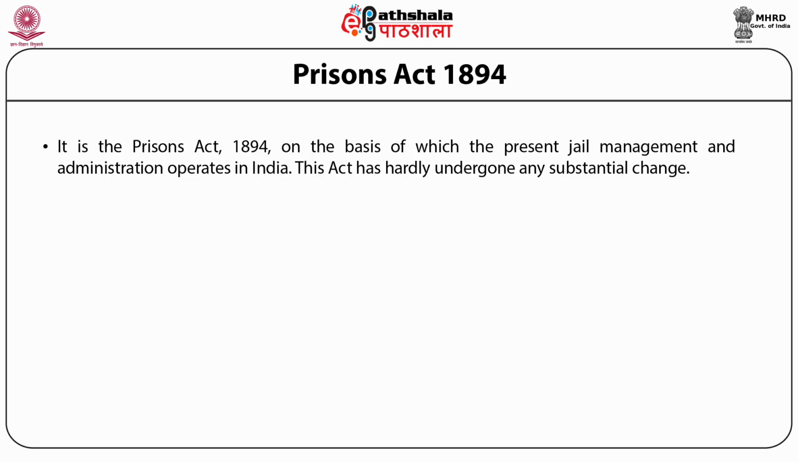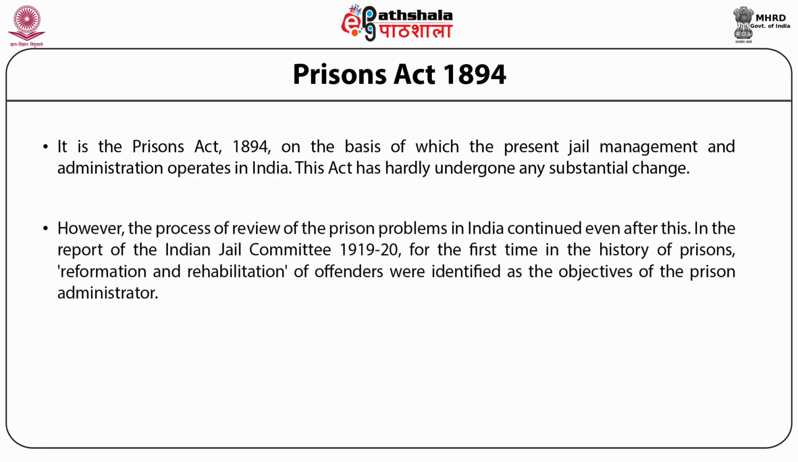However, the process of review of the prison problems in India continued even after this. In the report of the Indian Jail Committee 1919 to 1920, for the first time in the history of prisons, reformation and rehabilitation of offenders were identified as the objectives of the prison administration. So this was quite revolutionary. All of these developments are taking place under the British Raj. You have to understand that the prison system was essentially run by the British, not to reform or rehabilitate offenders, but essentially to keep troublemakers in prison, because the national movement had essentially taken off.